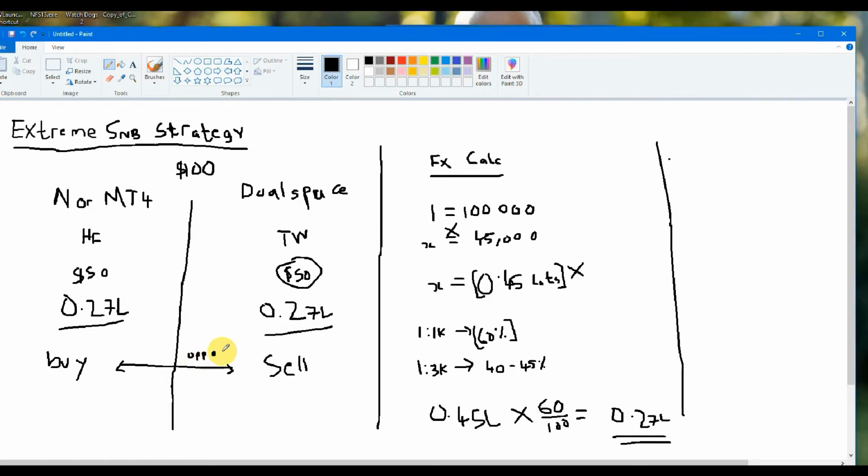So I'm just going to take note of that. Opposite. They're always supposed to be opposite. If they're the same order, it's going to be impossible for you to make money if price reverses.